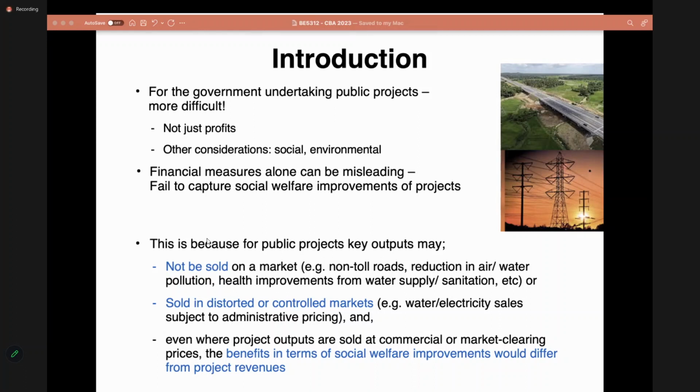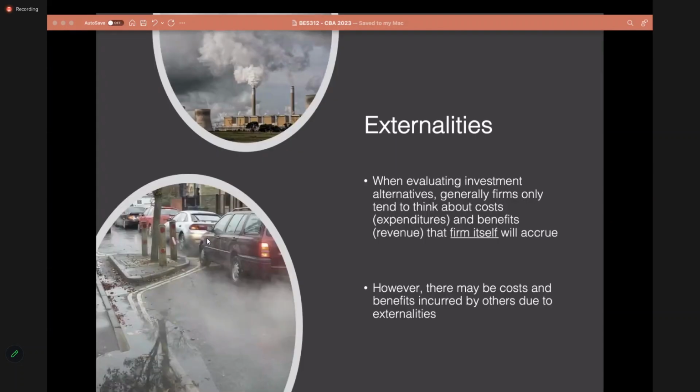Right. So, for instance, things like the health benefits, reduced illnesses that you might get from having a clean water supply. Just from the price of the water, that sort of benefit will not be really captured. So this is where this idea of externalities comes in. So what do we mean by externalities?